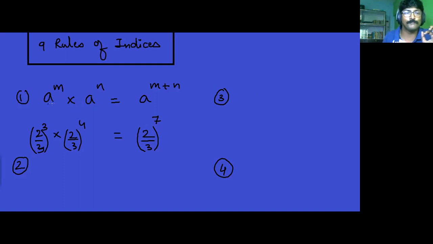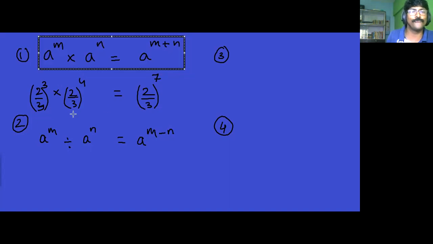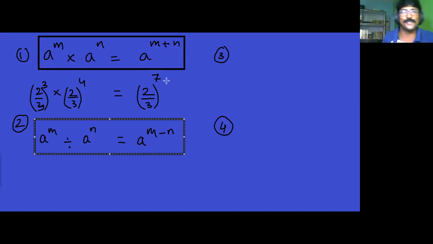What is this called? Product rule. Now, what is the next thing? Quotient rule. a power m divided by a power n will become a power m minus n. See, in product, we have repetitive addition, so in division, we will have repetitive subtraction. So there is a minus sign. Did you understand the rule? You must understand all the 9 rules very well. If you understand all these 9 rules perfectly, your life for this chapter is sorted.